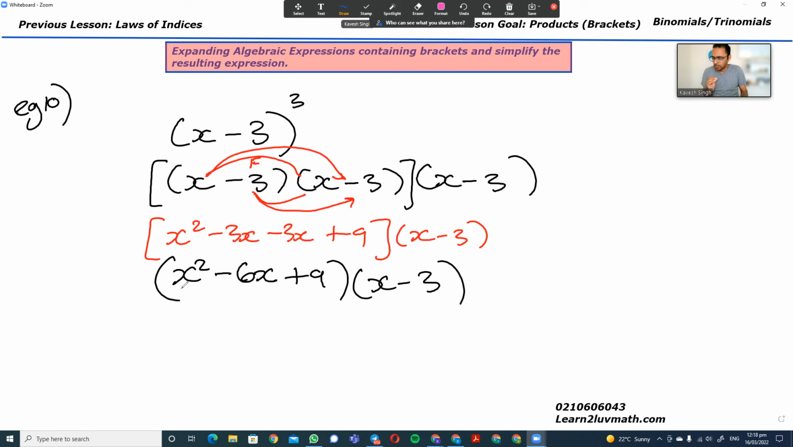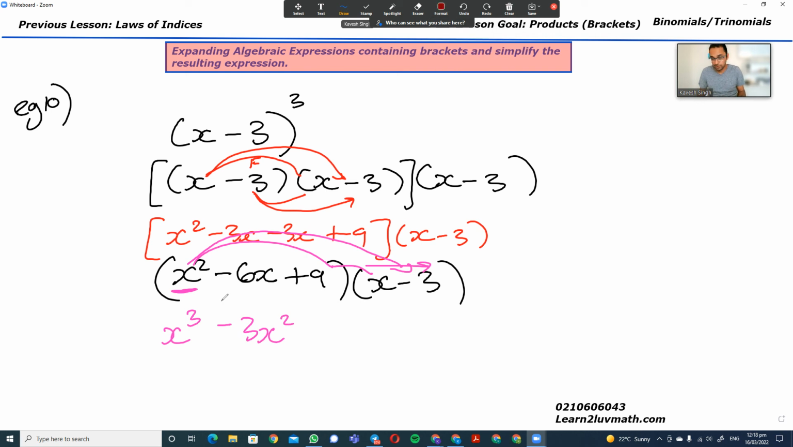All you got to do is start from each of the terms in the first bracket and multiply it by every single term in the second bracket. So let's start with x squared. X squared will multiply by x to get you x cubed. X squared multiplies by negative 3 to get you negative 3x squared.